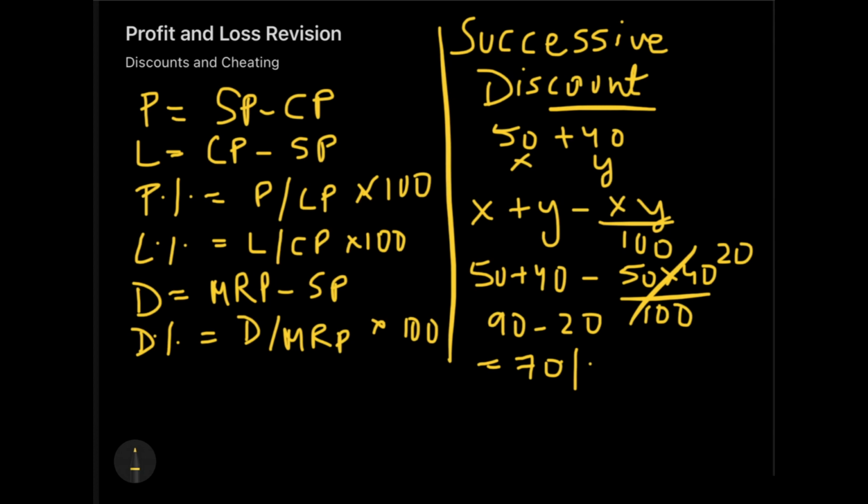So इसी तरह से successive discount को समझकर आप आगे भी calculate कर सकते हैं. If you get a successive discount of 3 numbers, 4 numbers also, then you know the process. You have to take 2 at a time, then compare it with the third one.